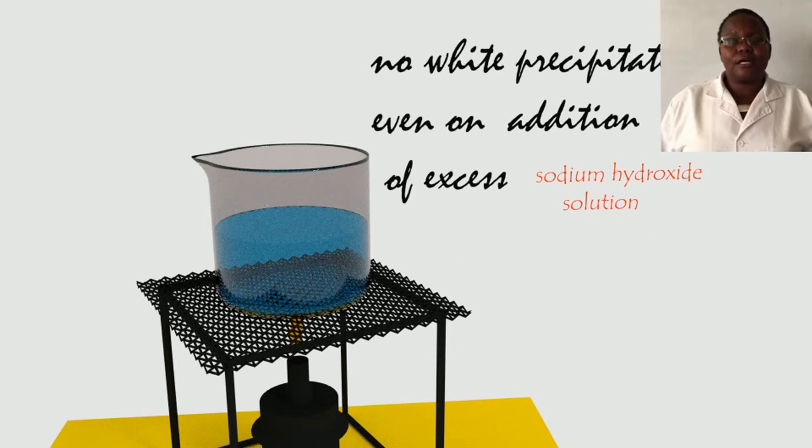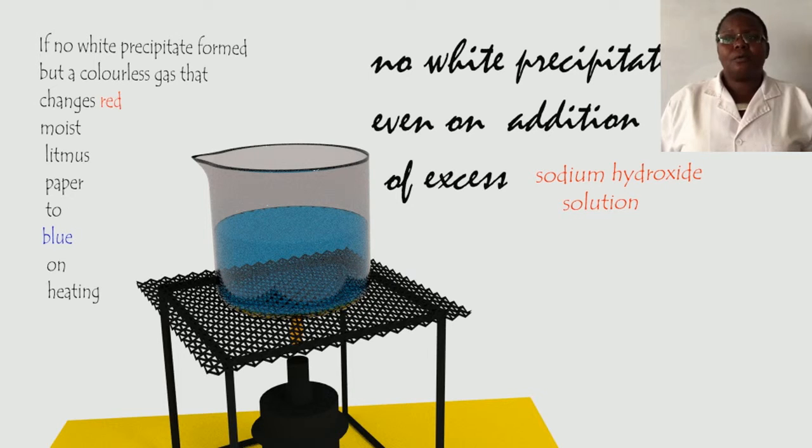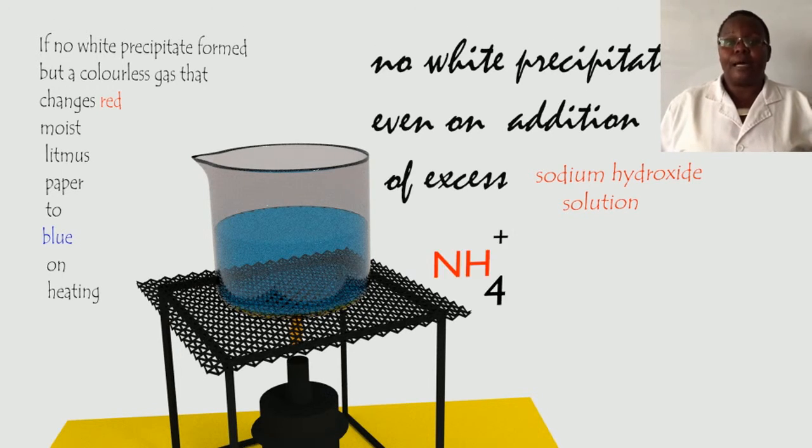If, on the other hand, we have no white precipitate, but when the substance is heated and the gas produced is tested with moist red and blue litmus paper, the blue remains blue and the red turns blue, then we know we have ammonium ions. So we test conclusively that the substance contains ammonium ions.